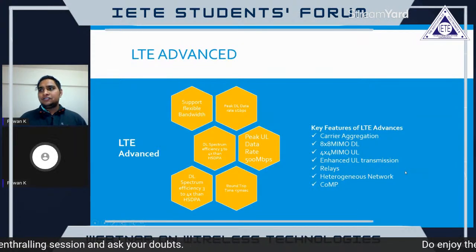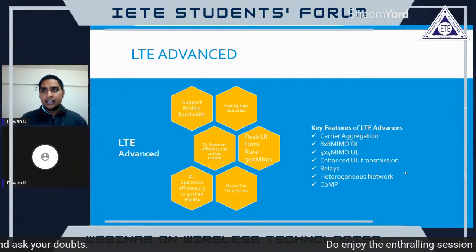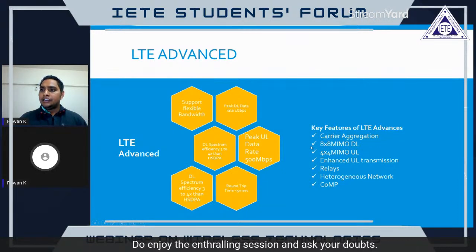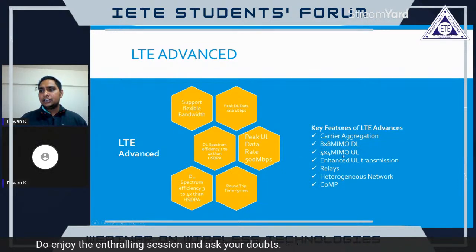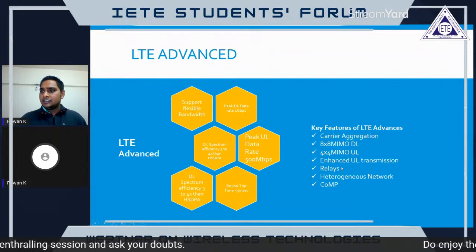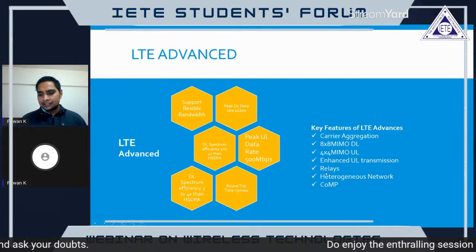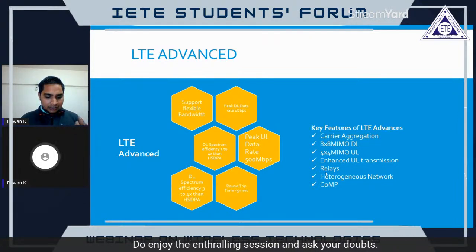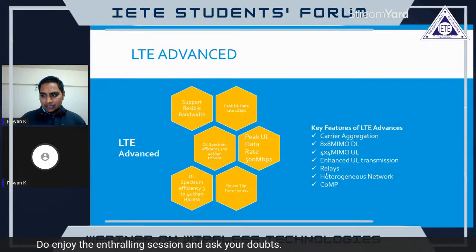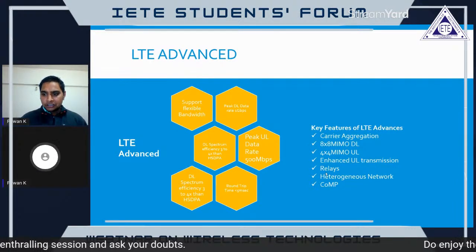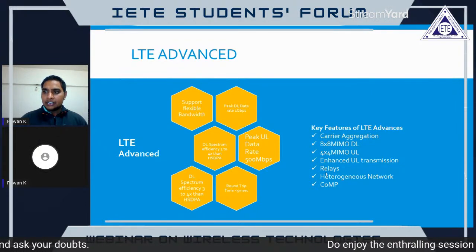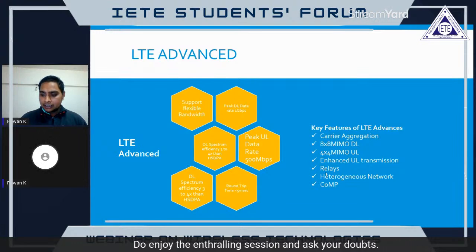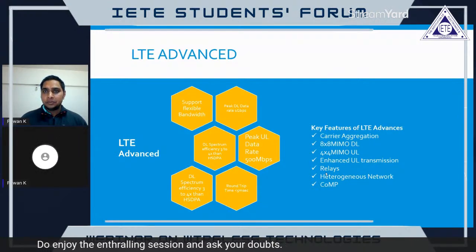So these are the features present in LTE Advanced: carrier aggregation, where multiple carriers can be supported together. A high number of antennas can be used for uplink and downlink. Uplink transmission is enhanced. Relays are also used. Relays are used when the network is limited and the information cannot be transmitted far, so relays or repeaters are used. Heterogeneous networks and coordinated multipoint will also be implemented as part of LTE Advanced.